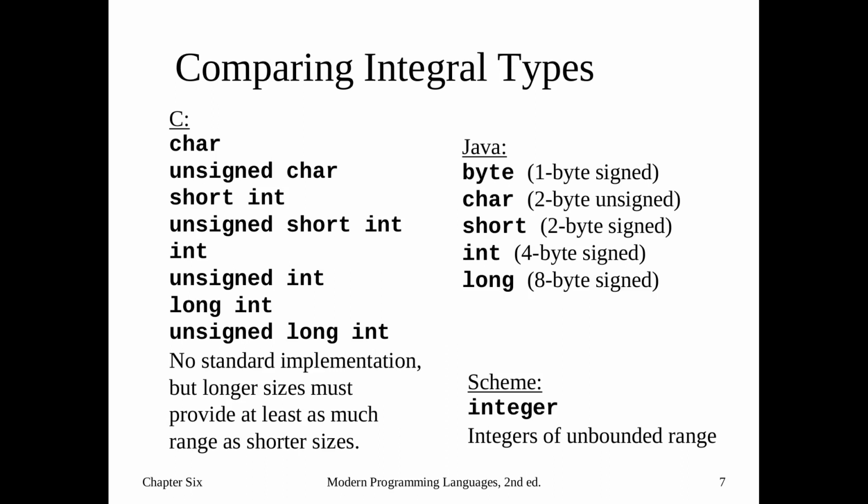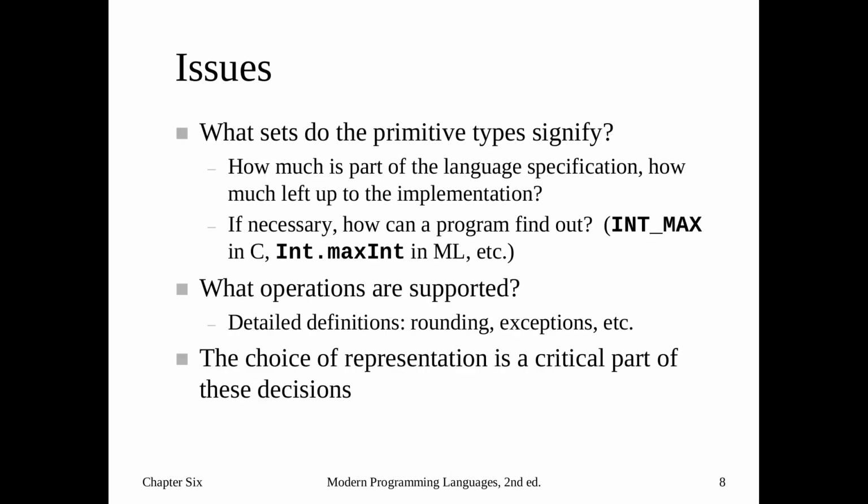On the other hand, in Java we have byte, char, short, int, and long, which are exactly specified in the same order to be 1 byte signed, 2 byte signed, 2 byte signed, 4 byte signed, 8 byte signed. And then in Scheme we have integers of unbounded range, so effectively infinite, right? These are all primitives in different languages that have different ways of looking at this concept.